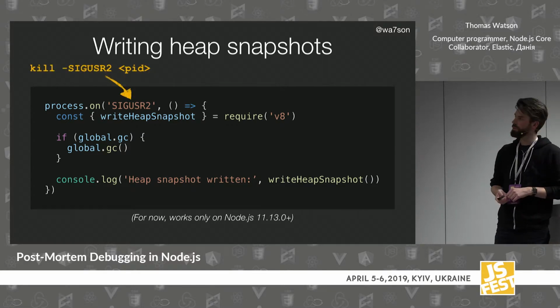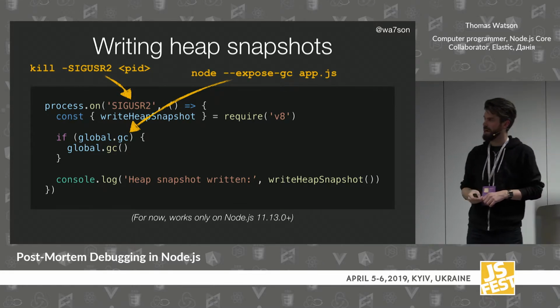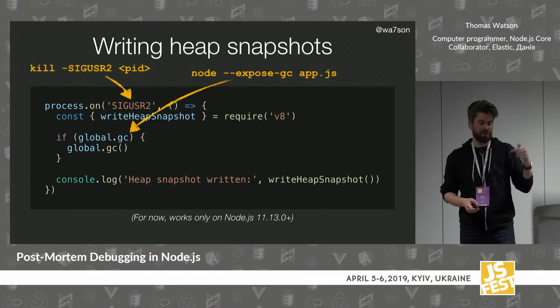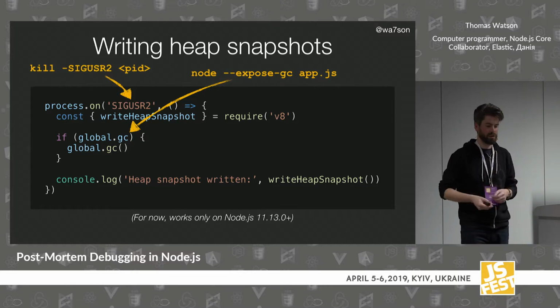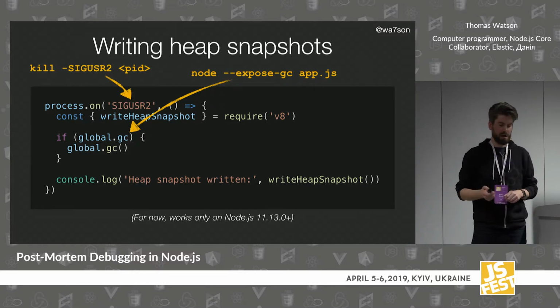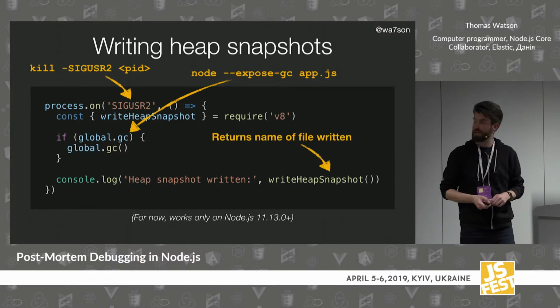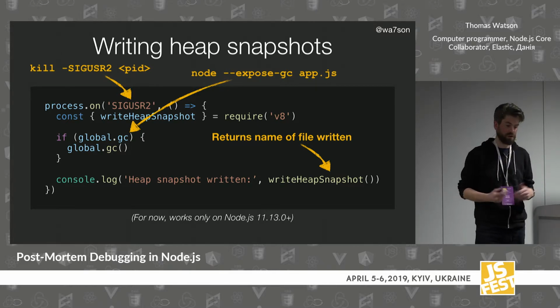And then if you started your app with expose GC to expose the garbage collector, you can actually trigger a garbage collection just before you write the heap snapshot. That's nice because then you don't get a lot of things that technically could have been ignored. Get a cleaner heap snapshot. And then you call write heap snapshot, which will return the name of a file that it wrote, so you can write it out to the console.